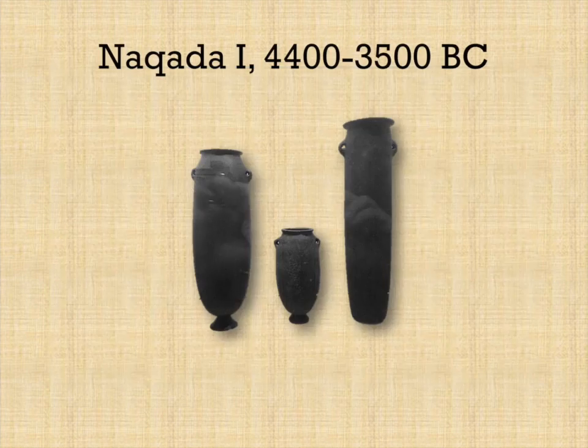If we go back to the Naqada I period, as it is referred to, this goes back to 4400 BC. This is over 6,000 years ago. These are examples of pots that miraculously are preserved from that period, and we can see a kind of elegance in it, a kind of artistic sensibility.